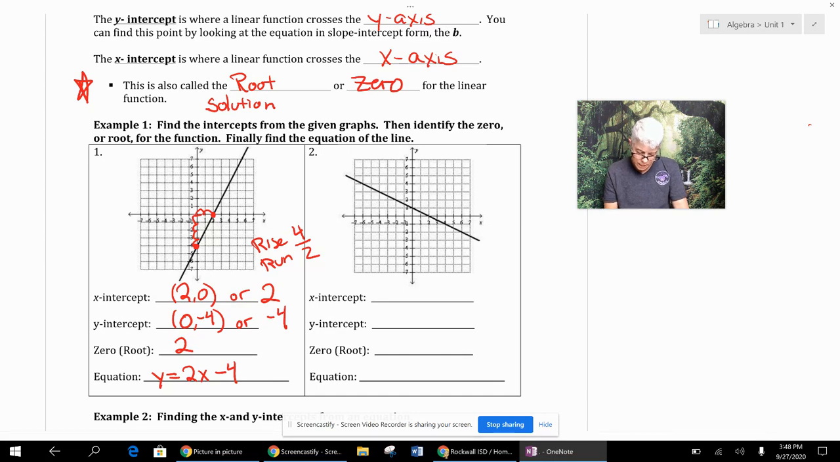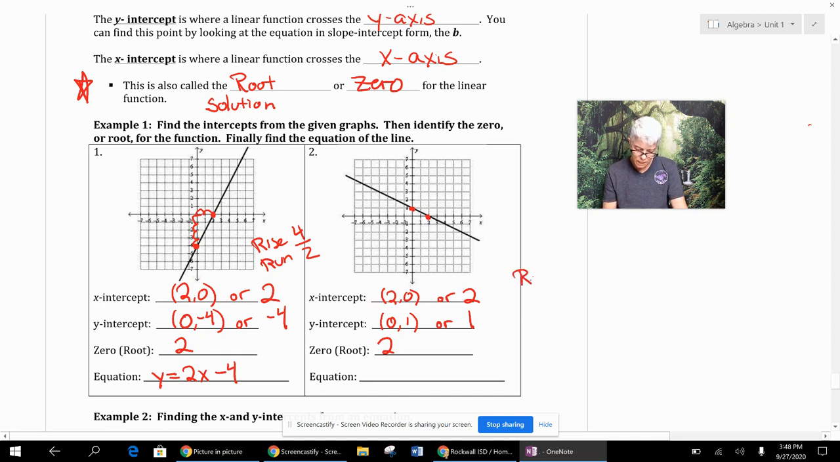So here the x-intercept is a 2. So that is going to be (2, 0), or we could just say 2. The y-intercept is (0, 1), or we could just say 1. So what's the zero or the root of this? That's right. It's the x-intercept again. So I'm just going to write 2. Now I need to write an equation.